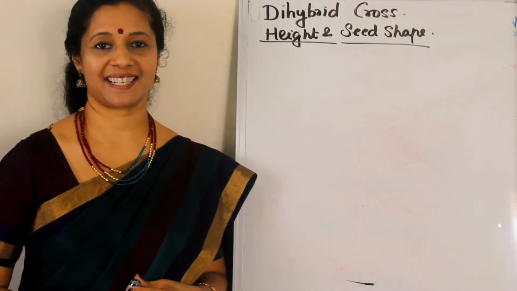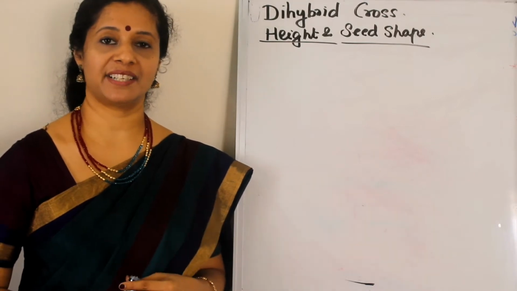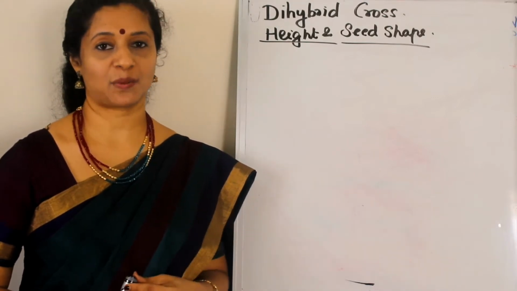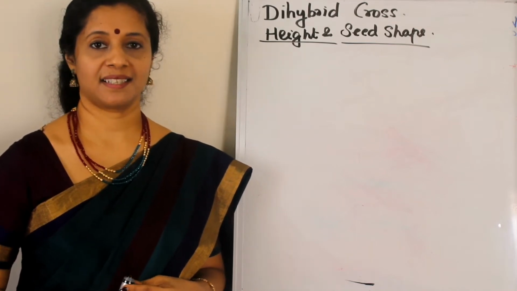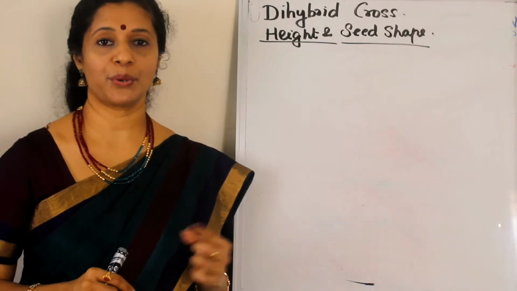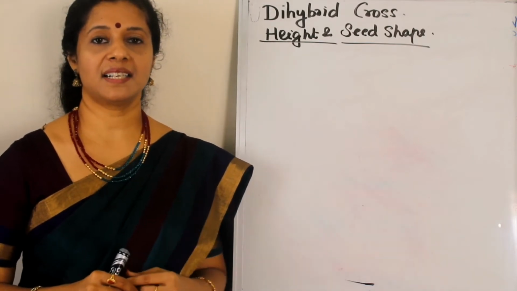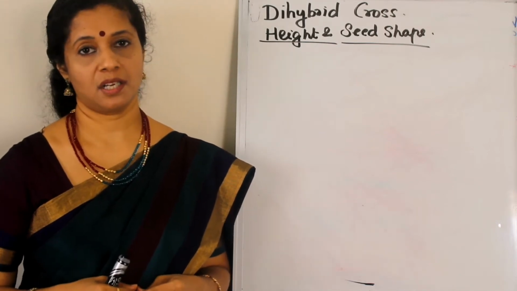I am Soumya Harikrishna. In the previous video, we learned about Mendelian genetics and monohybrid cross. Now let us discuss dihybrid cross. When we are considering only one character, that is called a monohybrid. When we are considering two characters at a time, that is called a dihybrid cross.